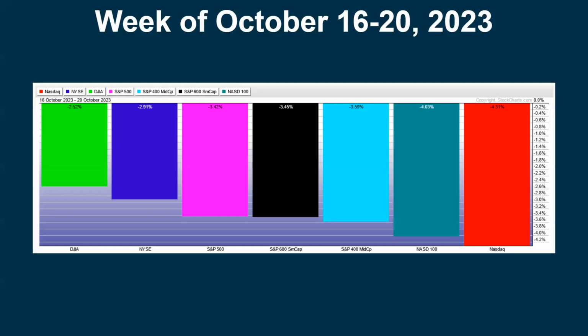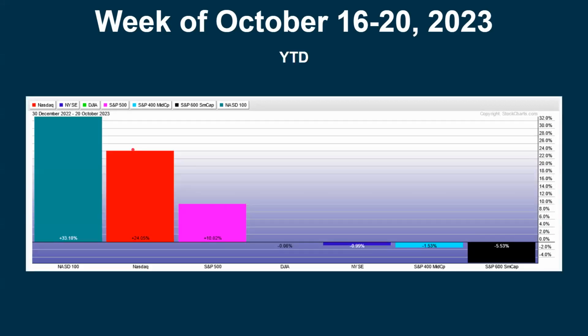So for the week, and this is just the 5 trading days that we just finished, all of the indexes were down. You had the NASDAQ and NASDAQ 100 down the most. You had the Dow and the NYSE down the least, but they were all negative. Going back to the beginning of the year, we have the NASDAQ 100, the NASDAQ, and the S&P. These are the stronger areas. These are all made up of a lot of these mega cap companies that have really been helping the market lately, where all of the other indexes are now down going back to the beginning of the year.